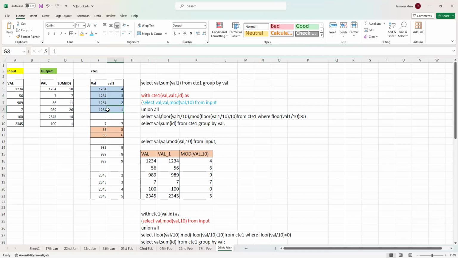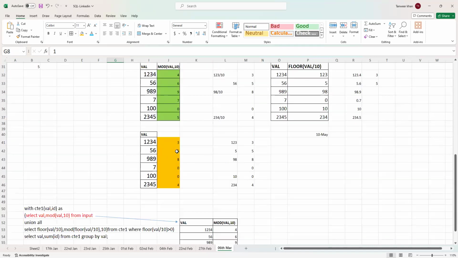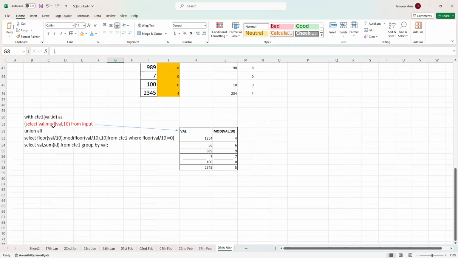You might be thinking, Tanvir, if it has 1 trillion, then how will you break it? How many queries will you write? Don't worry about it. We'll discuss it. First of all, understand the strategy. So I have used mod of val by 10 because I want to extract the unit part of it. And that is what is present here, the unit part of it. Is this clear? Yes, sir. Okay.